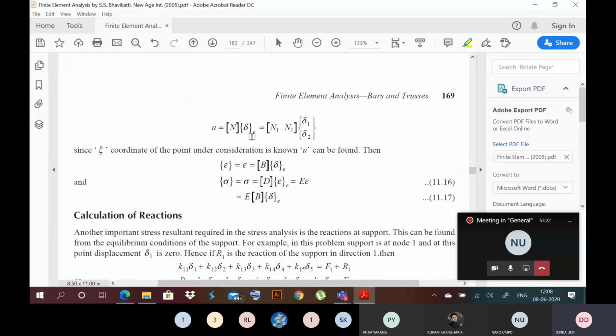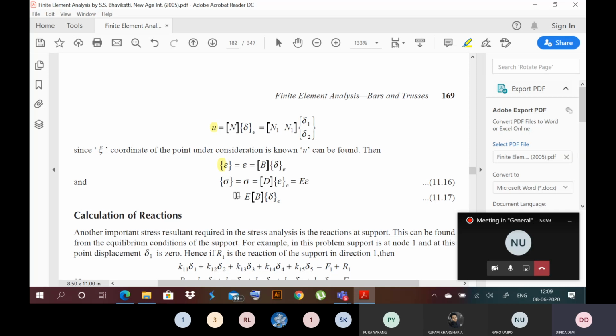Next, once you know the nodal displacement delta, you can extract the nodal displacement for each and every element. Delta 1, delta 2 will be the nodal displacements at node 1. Then you can find out the displacement at any point within that element using this equation. Once you know the displacement at any point within this element, you can also find out the strain at that point. Strain is equal to B into delta, where delta is the nodal displacement. You can get the value of strain.